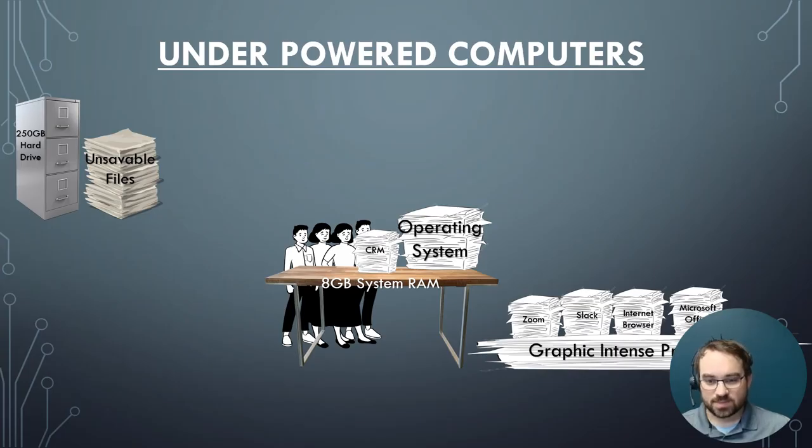But what does an underpowered computer look like? Well, something like this. If we only have 8 gigabytes of system RAM, we have our operating system and CRM open, there's not very much table space left. And if we have a quad-core processor, which was the bee's knees about 10 years ago, it is simply not enough people working around that table.